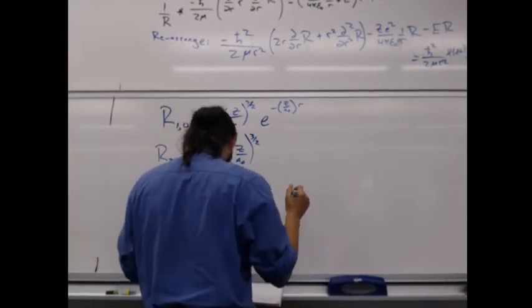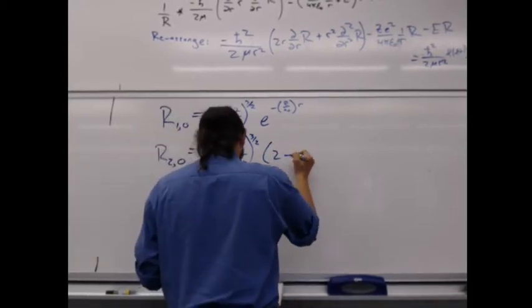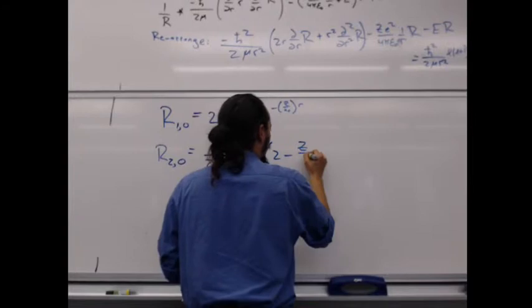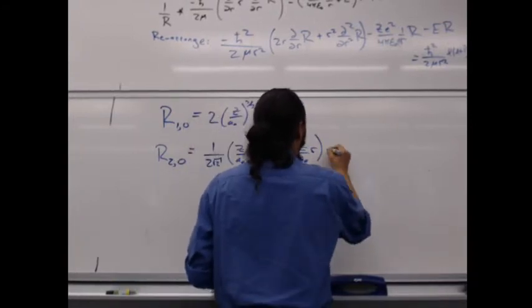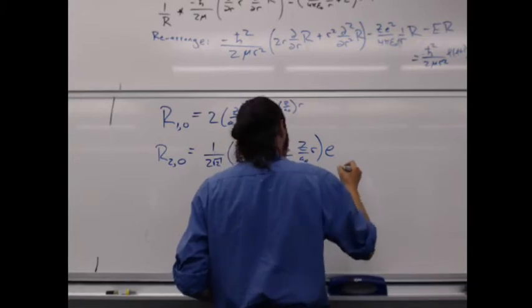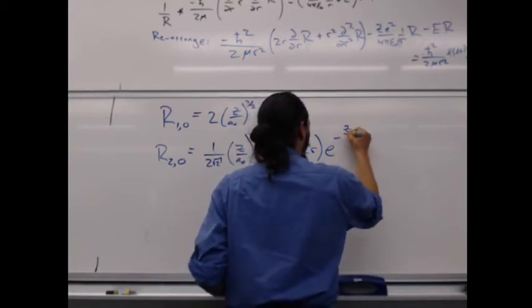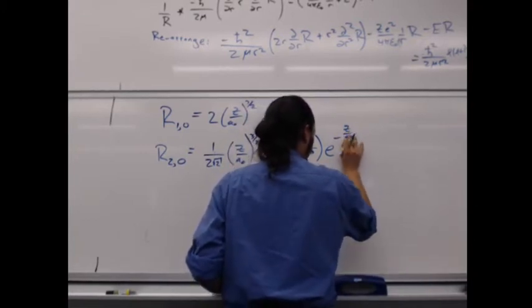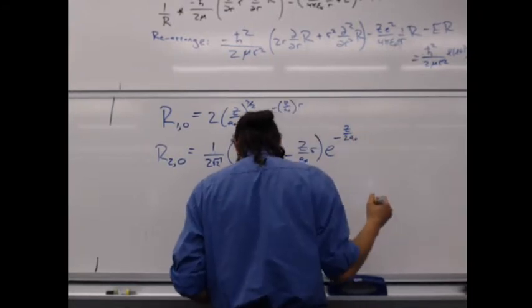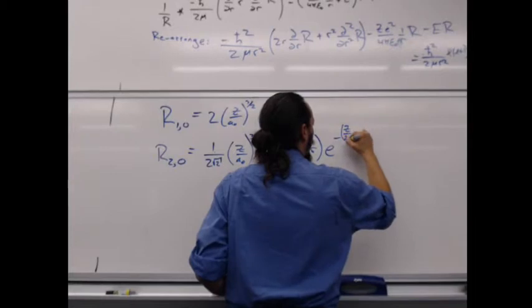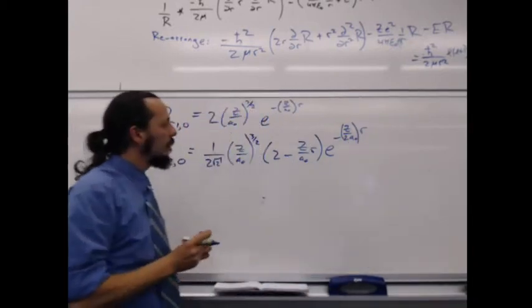Three halves times 2 minus z over a naught r, e to the minus z over a naught r over 2.